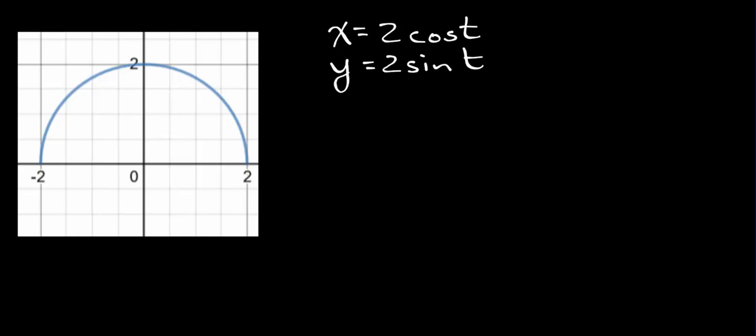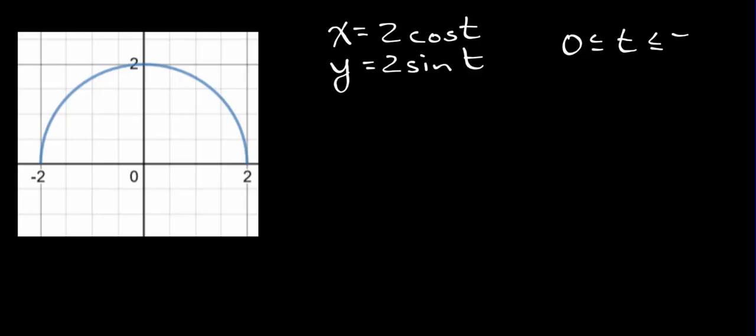I want to just plot some points for the curve described by this. The x-coordinate is 2 cosine t, and the y-coordinate is 2 sine t. So we plotted it with our Desmos, but let's see what happens when we just plot a few points, and how would we even do that? Well, let's look at that.